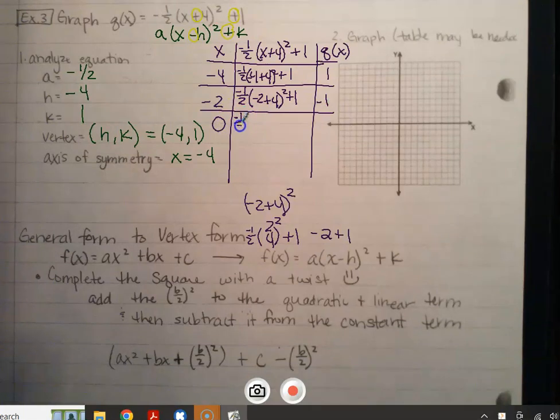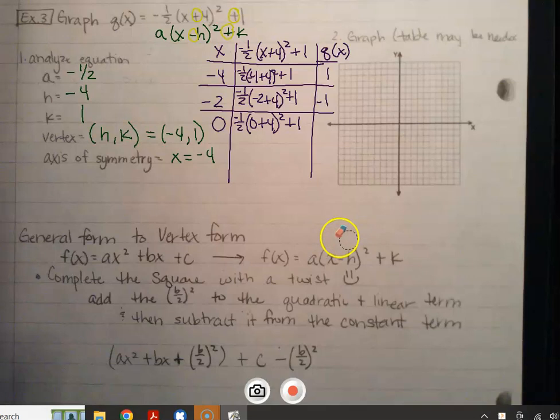All right, and let's try our 0. So -1/2 times the quantity 0 plus 4 squared plus 1. Okay, because I'm just plugging the 0 in for my x. These are my x's. So let's try that one. 0 plus 4 is 4. 4 squared is 16. -1/2 times 16 is -8. -8 plus 1 is -7.